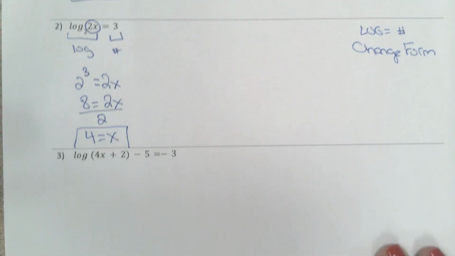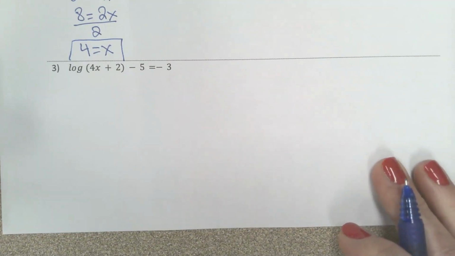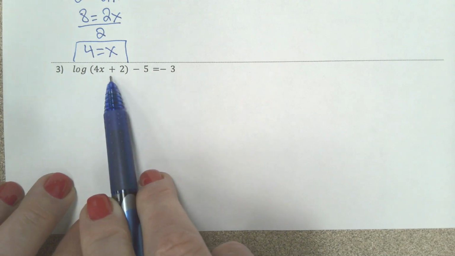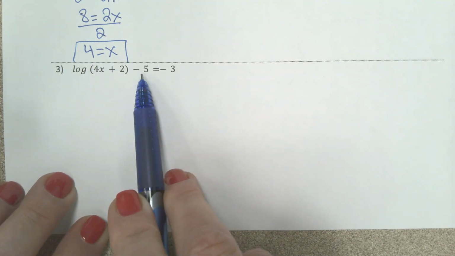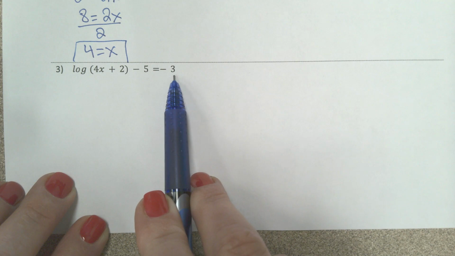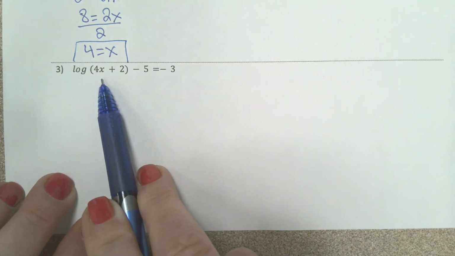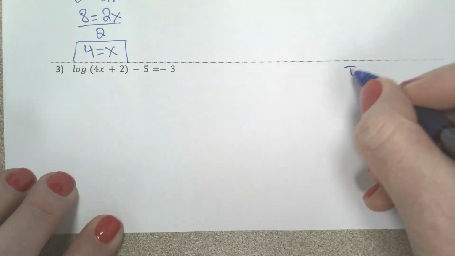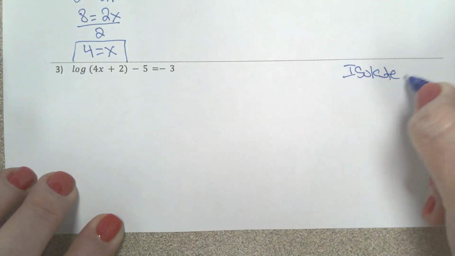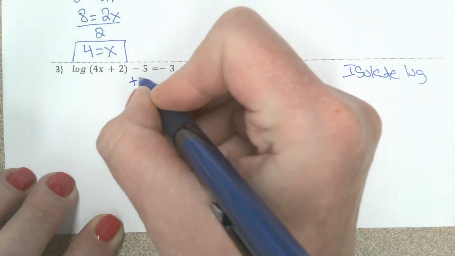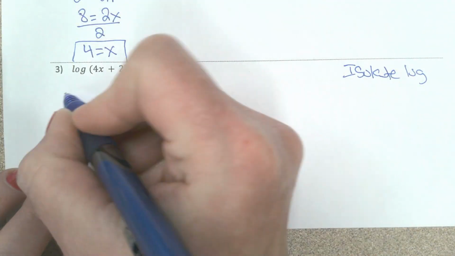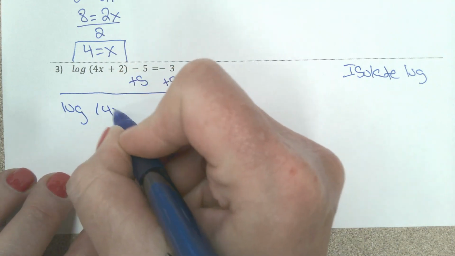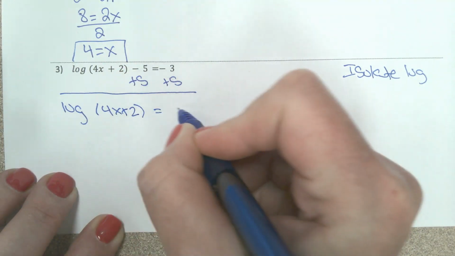So number 3, I have log of 4x plus 2, minus 5 equals negative 3. So I don't have the log isolated yet like I did with the others. So that is your first move. You have to isolate the log. You do that by adding 5 to both sides. So I have log of 4x plus 2 equals 2.